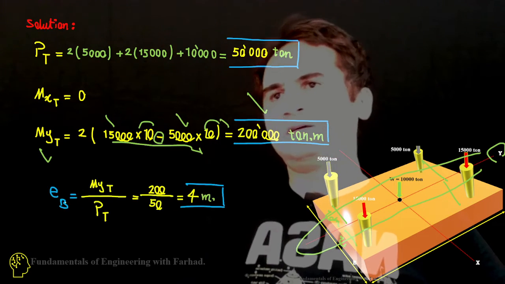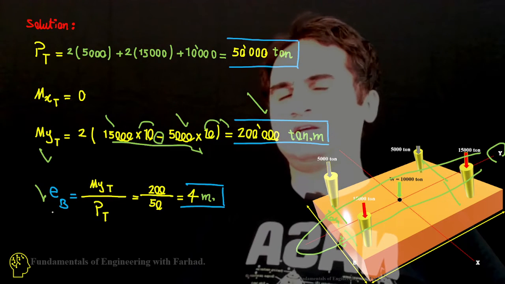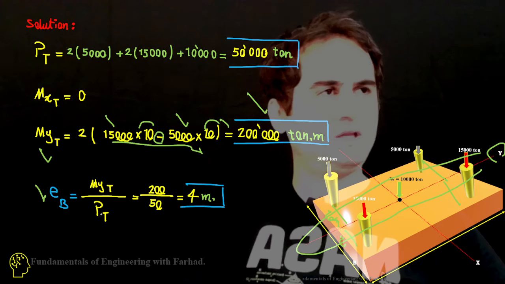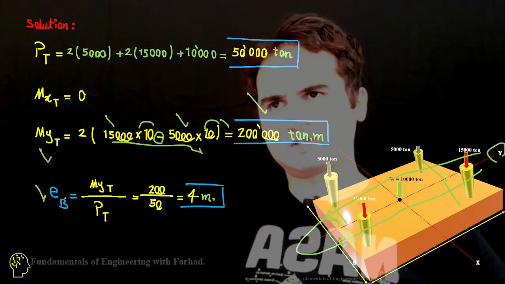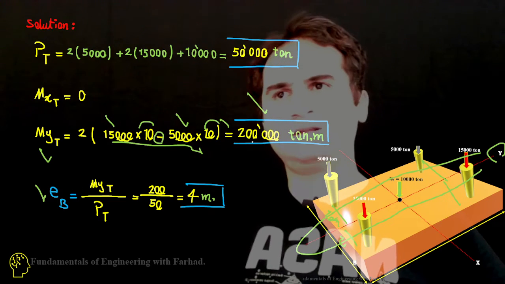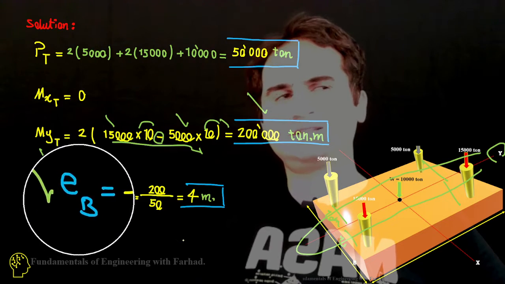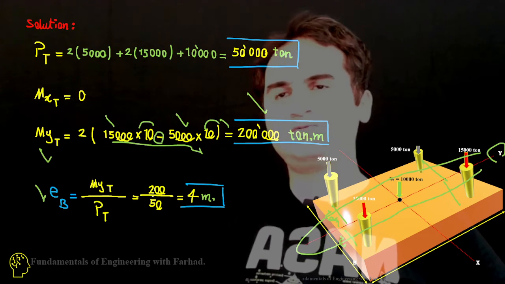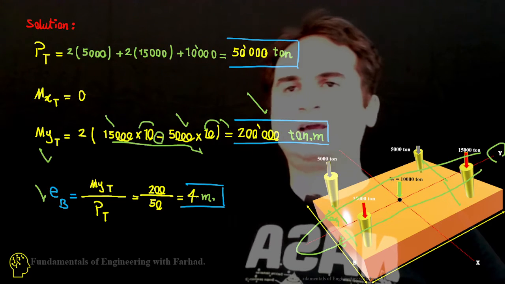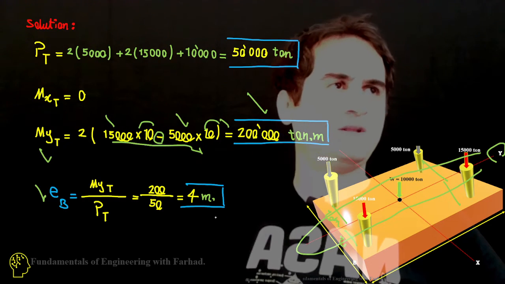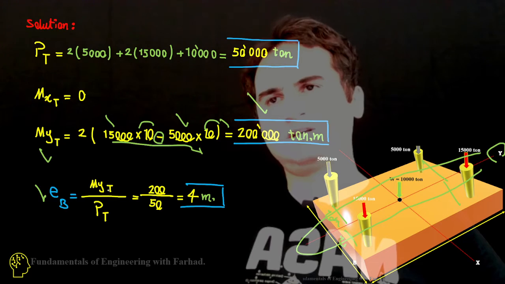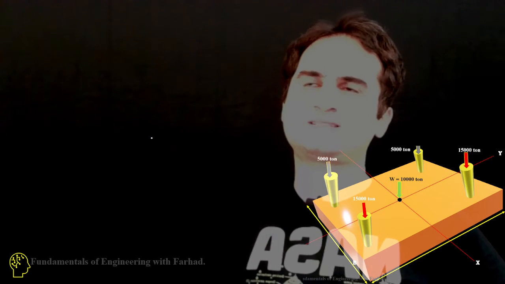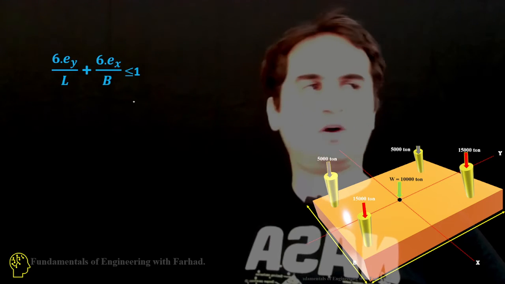Then eccentricity is M over P, moment over force gives us an arm, and that arm is the eccentricity of the total force. So that's 200 over 50, and that gives us 4 meters of eccentricity. So let's see how we can apply that in our problem.